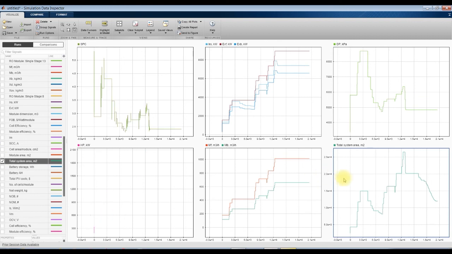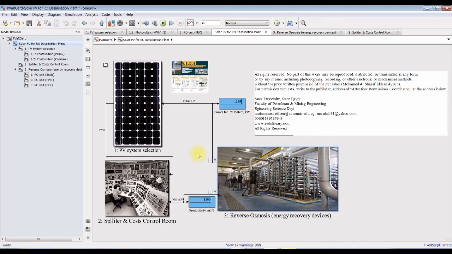Okay, total system area, sure, fluctuating because of the effect of feed, then effect of the pressure vessels, and then effect of solar radiation. Increasing would decrease, and so on. Okay, we have a simple system. It's quite interesting. We can study a lot of design aspects. We have to control the productivity and some operating condition parameters, and watch the change from this.